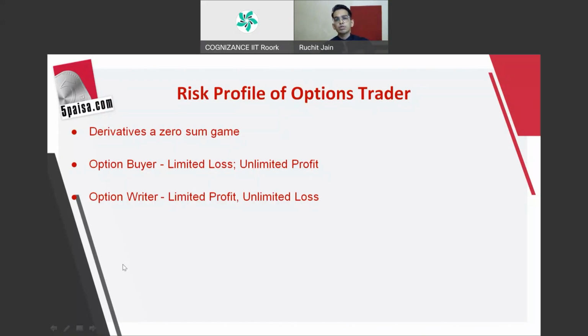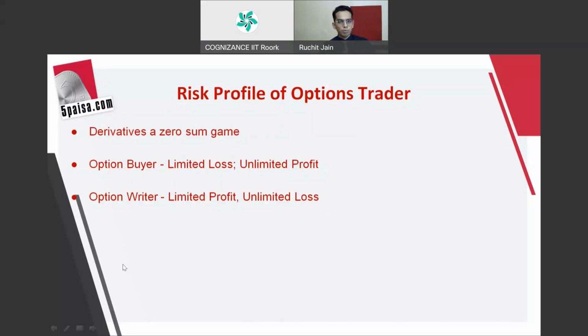What is the maximum loss of the option buyer? The premium which he has paid. This means that the premium which the option seller has received while trading is his maximum profit. Okay. Now the option buyer's profit is unlimited. There is no cap on the option buyer's profit.